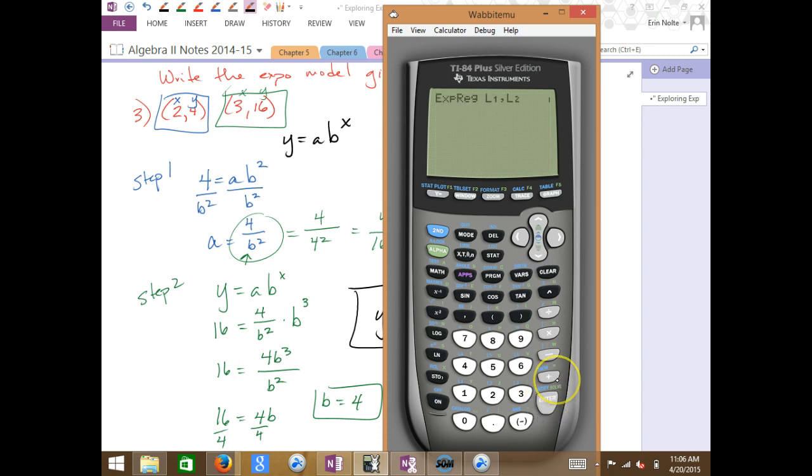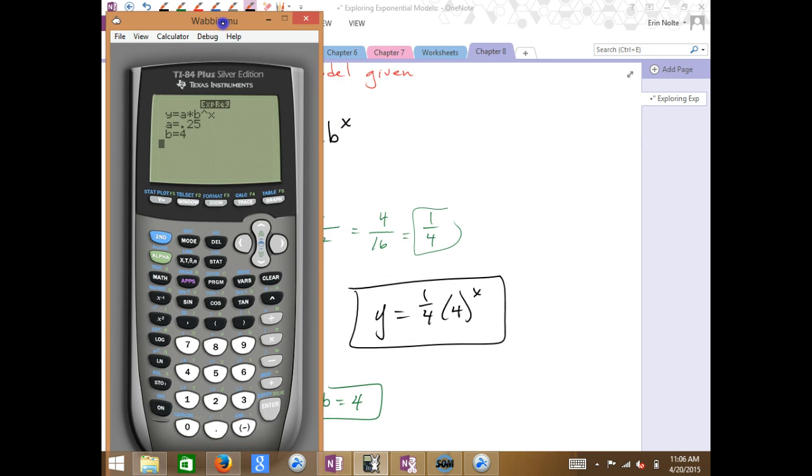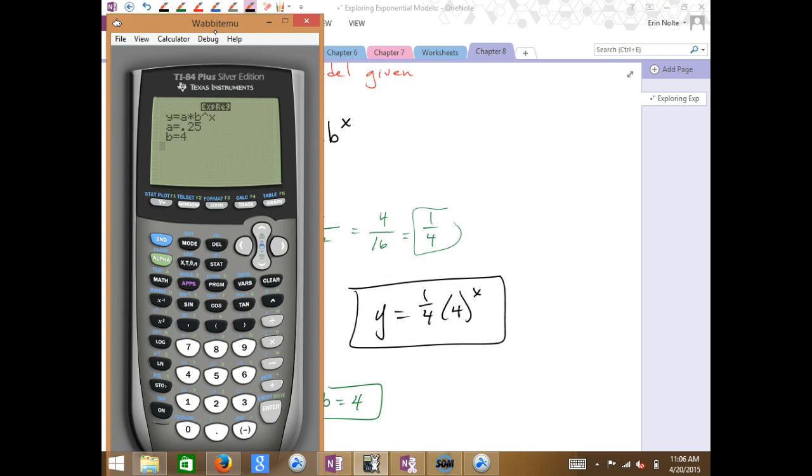If we did our algebra correctly, we should get the exact same answer that the calculator gave us. What do you guys think? It's 0.25. 0.25 is an exact answer. I prefer fractions, but the calculator prefers decimals.